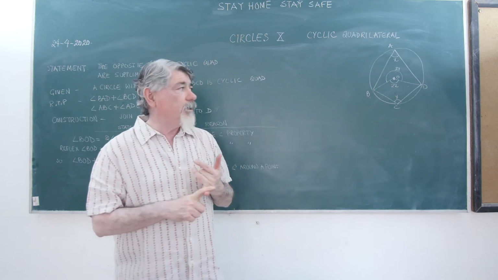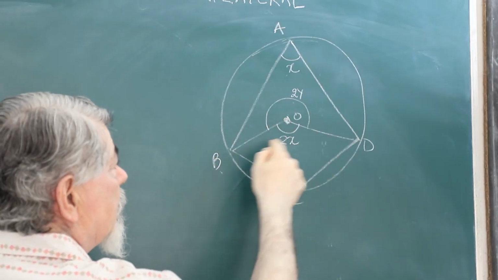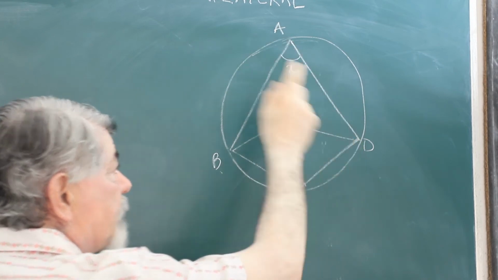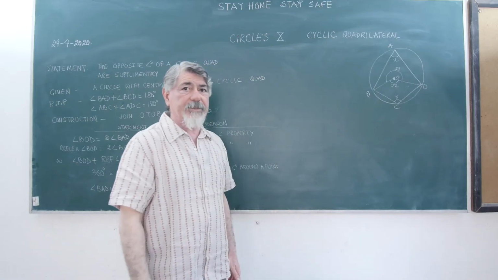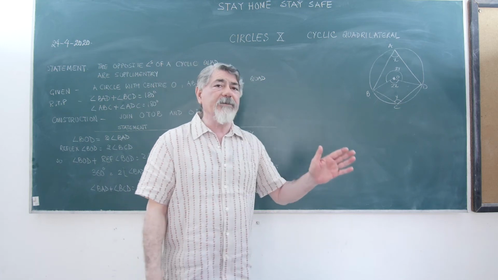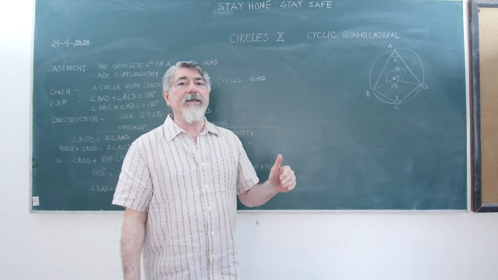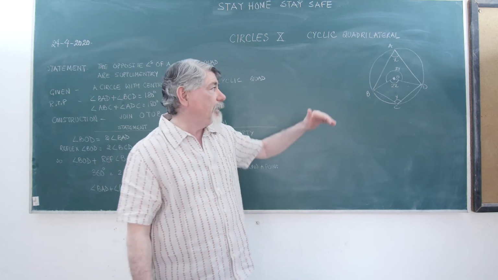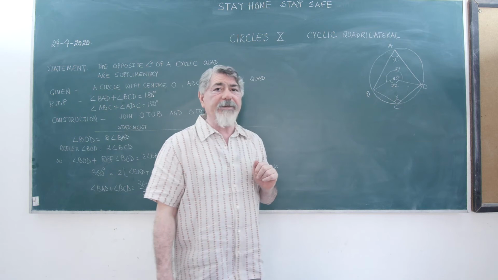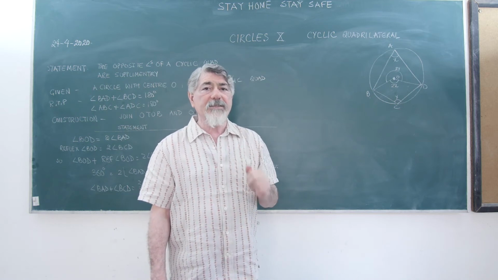First theorem was that the angle subtended by an arc at the center of the circle is double the angle which it subtends at the remaining part of the circumference. Second theorem, what we did was angles in the same segment of a circle are equal. The third theorem we did was angle in a semicircle is a right angle. And this is the fourth theorem where we have proved that the opposite angles of a cyclic quadrilateral are supplementary.